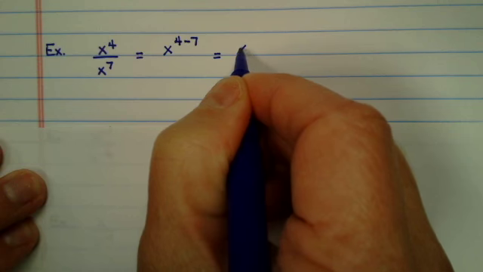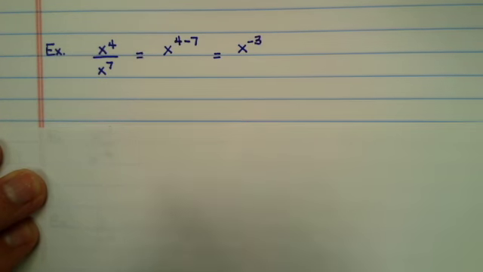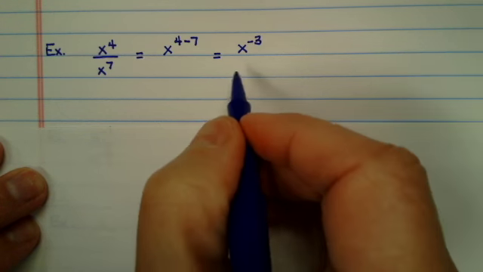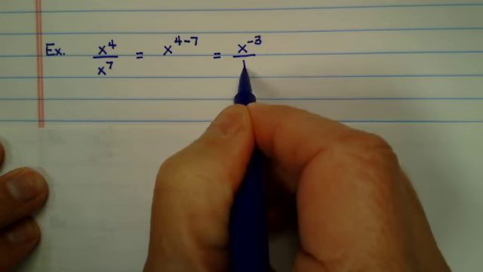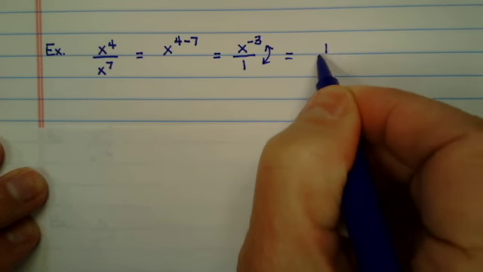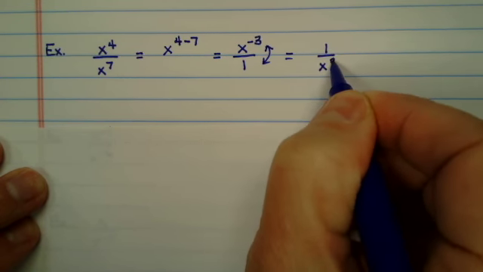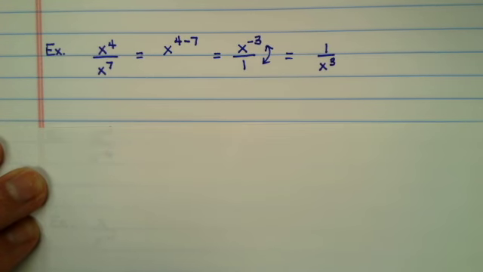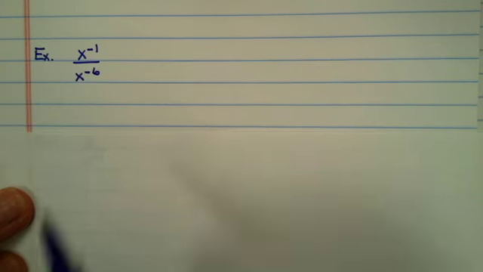4 minus 7 is going to give me negative 3. They want you to express this as positive exponents, so I need to write this as a fraction first. Once it's written as a fraction, I flip it, and the act of flipping it is going to change that -3 to a +3. Next example.